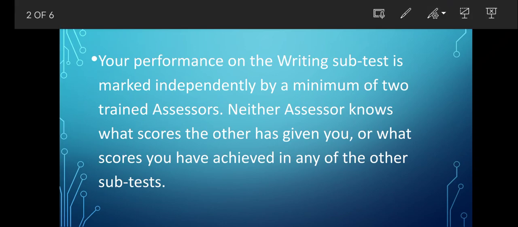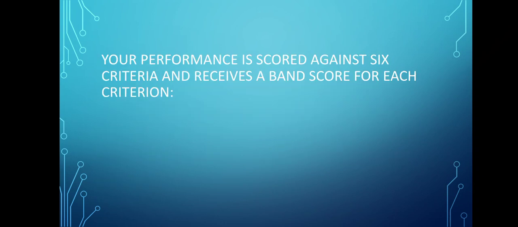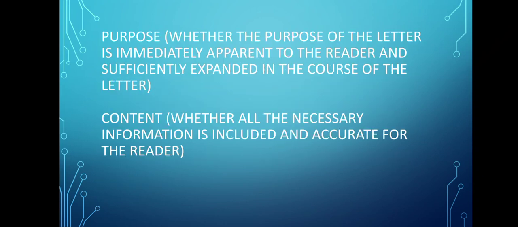I think many of you might already be aware of it. Your letter will be assessed by 2 evaluators, and neither of the evaluators will know what score the other has given to you. And as I have said, the first criterion is purpose. Purpose is very important in OET letter writing.